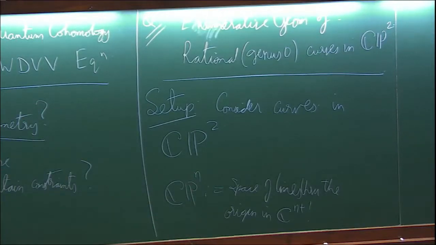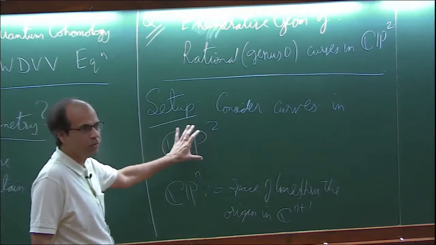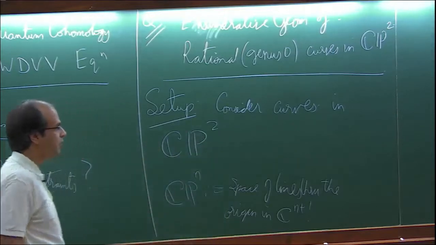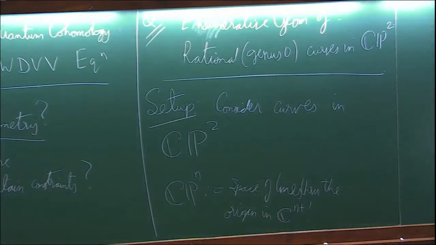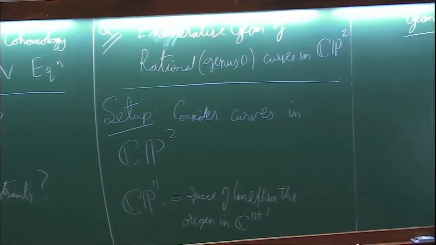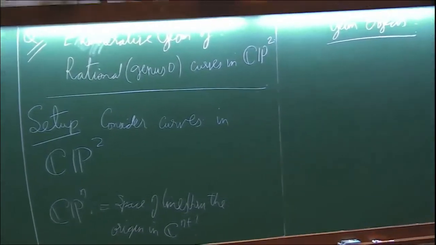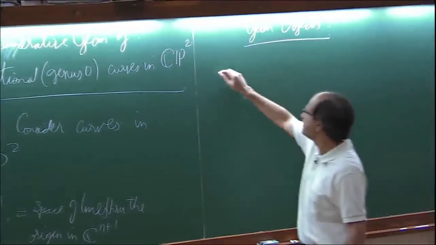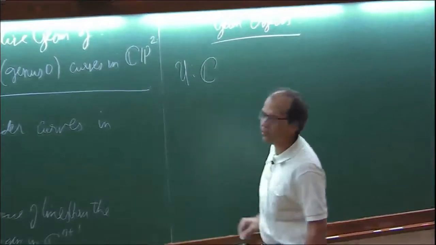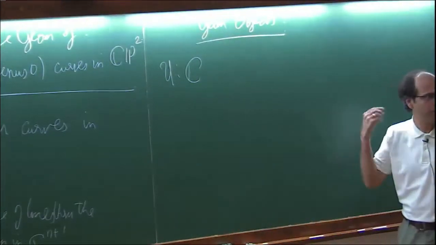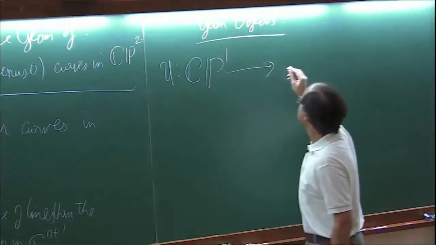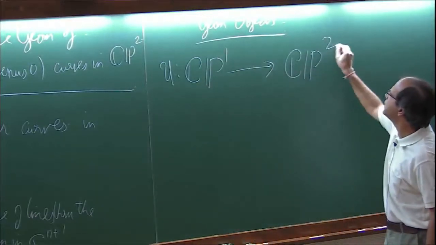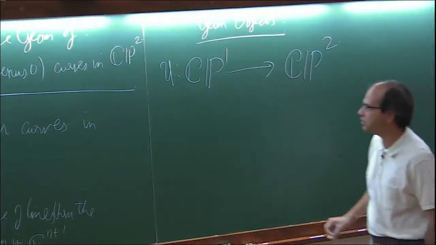We'll focus on CP1 and CP2. CP1 is going to be my domain, CP2 is going to be my target. So more specifically, what are my geometric objects? My geometric objects are holomorphic maps. From now on, I'll just use the word map. By map, I mean holomorphic map. My geometric objects are holomorphic maps of a fixed degree.